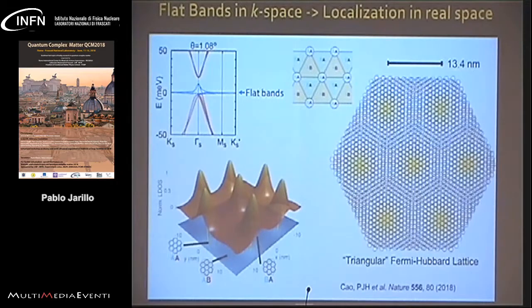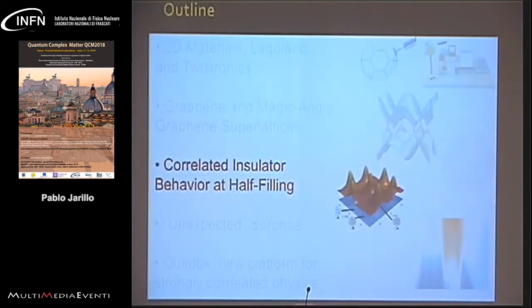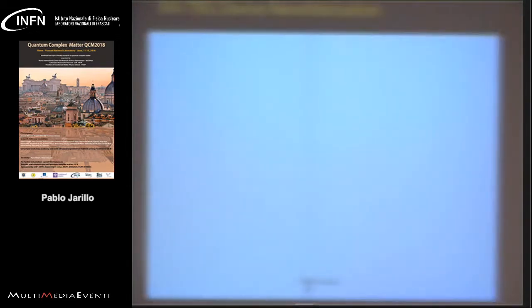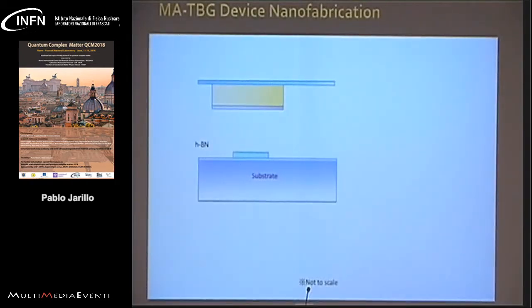Okay? So let me show you then what we have measured. Now before I show you data, let me tell you how we fabricate our devices. So we take a glass slide with a polymer stack, and then we take a substrate which has hexagonal boron nitride, about 10 nanometers thick. This is a nice dielectric.